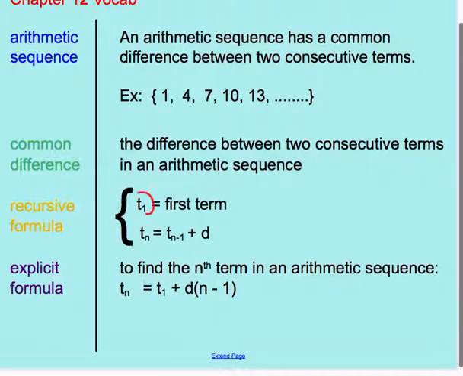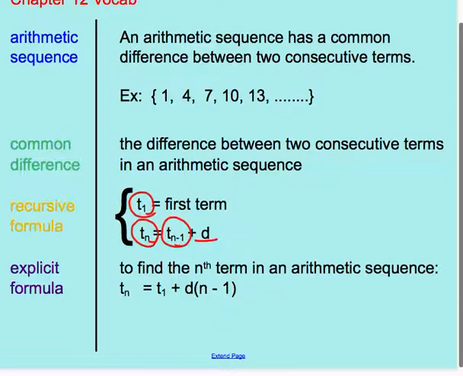So first of all, right here, t sub 1, the subscript tells you which term in the sequence you are looking at. So t sub 1 would be the first term. The second part of the recursive formula, t sub n, or the nth term, equals, this would be the previous term, plus the common difference. So that's kind of what we were doing with our example here.